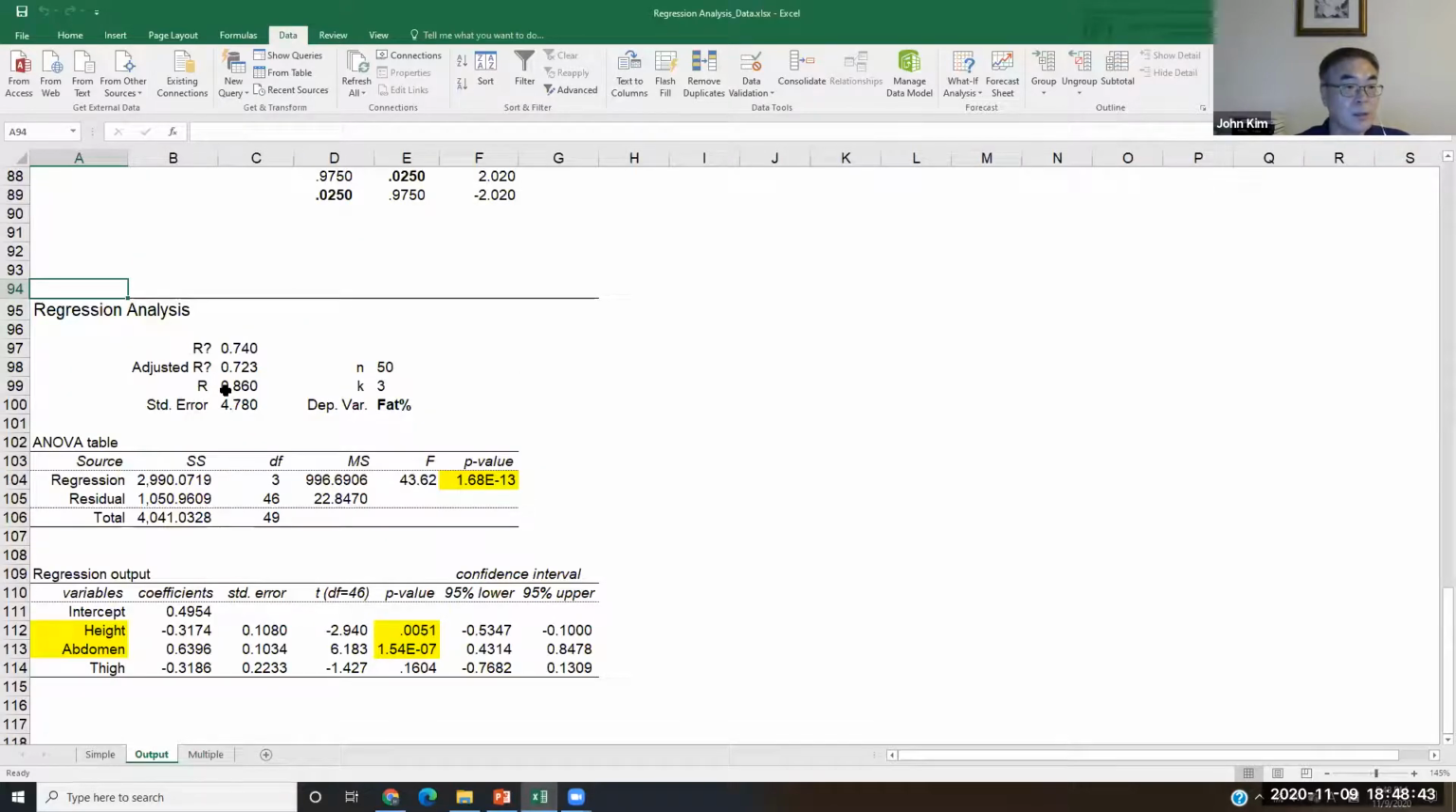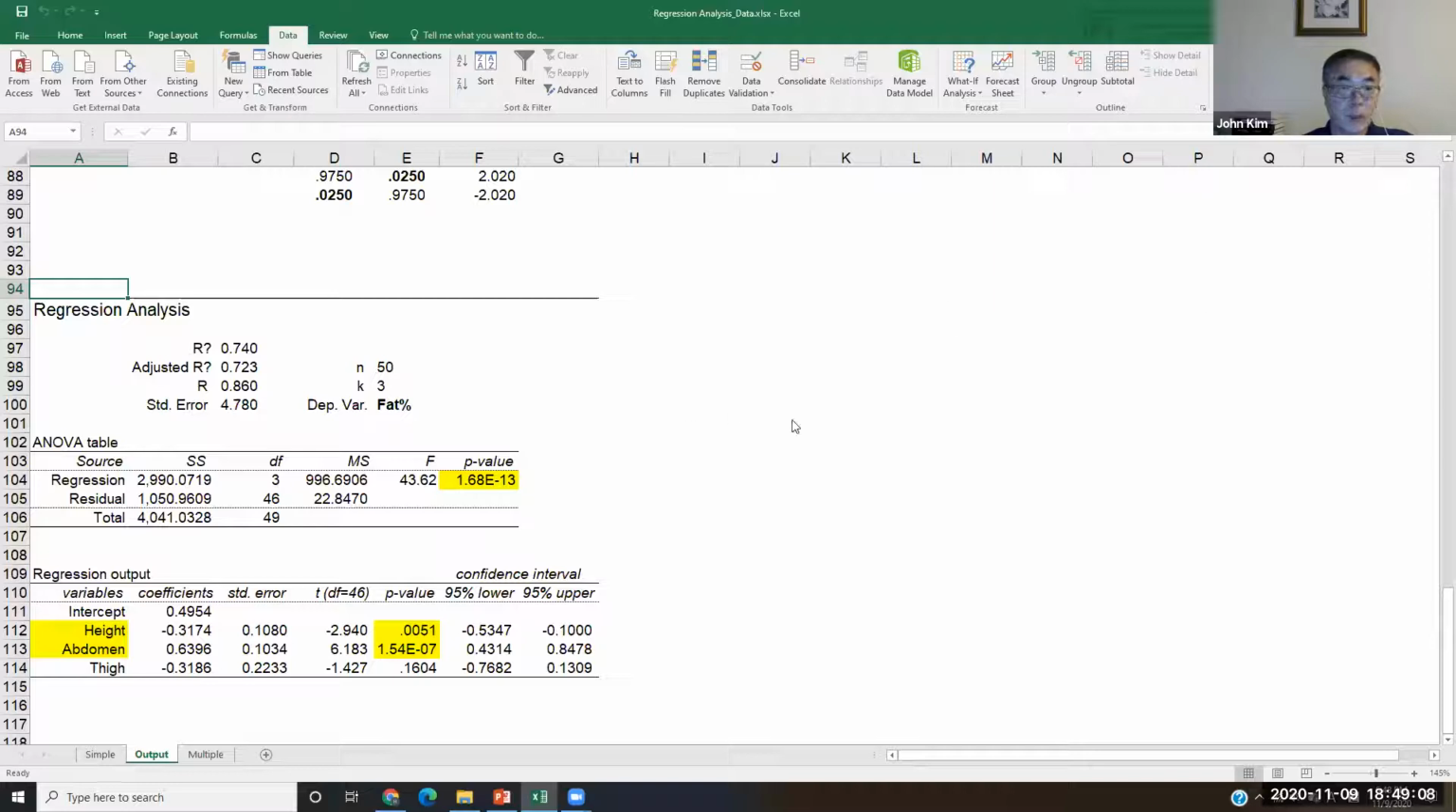Why is R lower? Because of die. This one is not significant. So use only 2 variables. Let's go back.